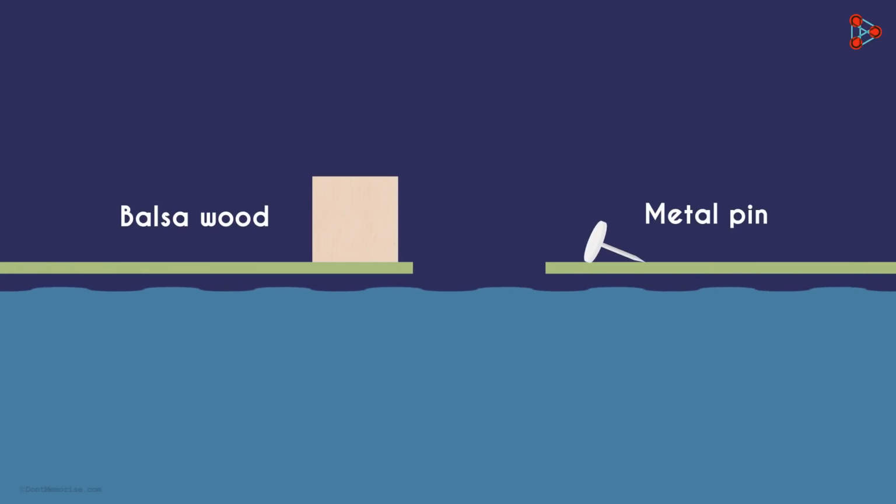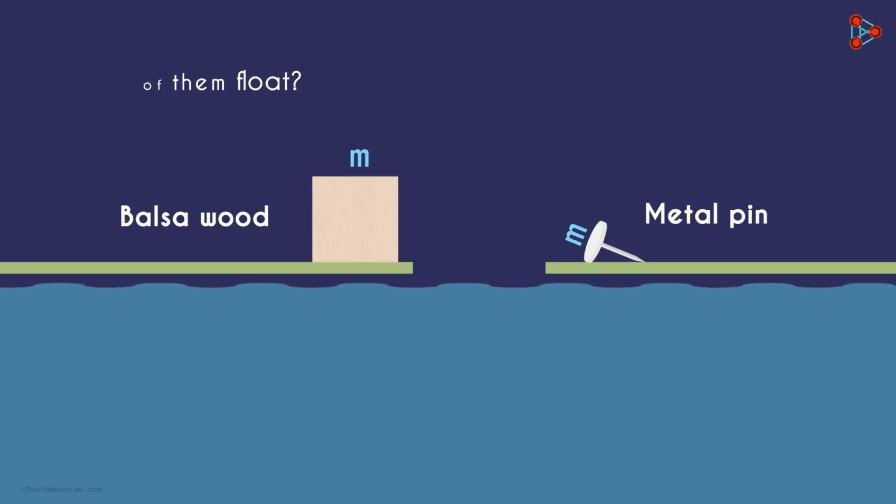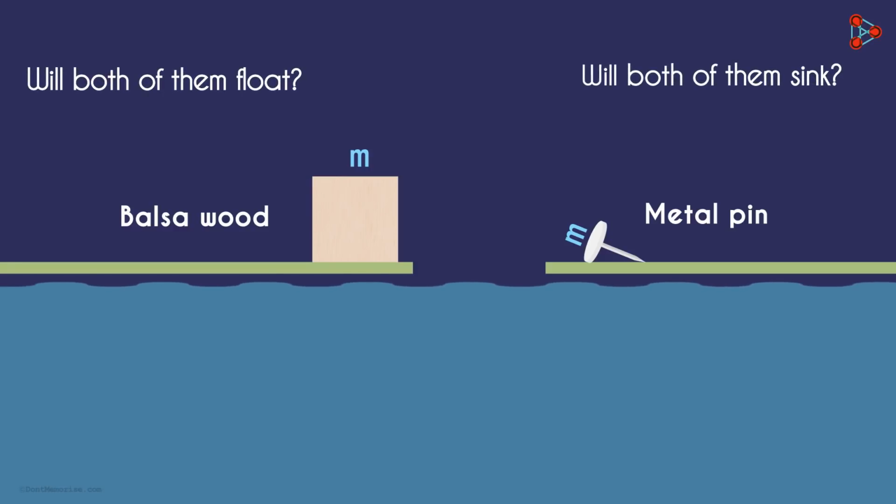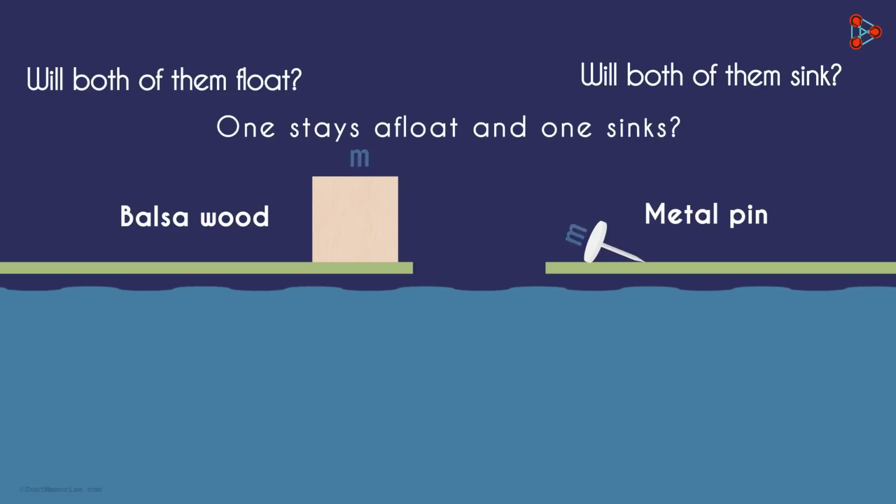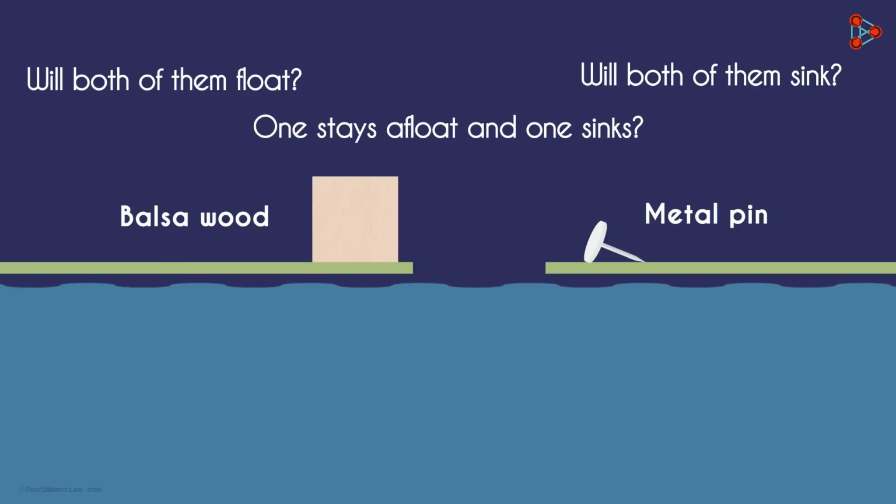Now let's say you simultaneously drop a piece of balsa wood and a metal drawing pin of the same mass into a container filled with water. What do you think will happen? Will both of them float? Or will they both sink? Or one stays afloat and one sinks? We will understand this example in the next video.